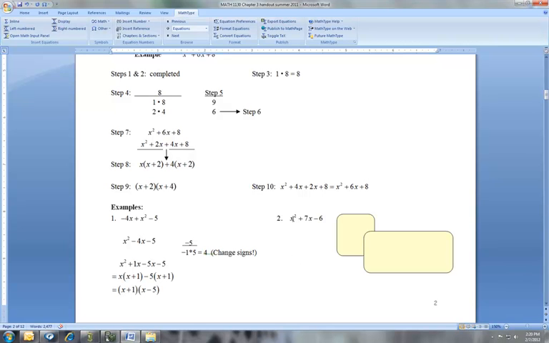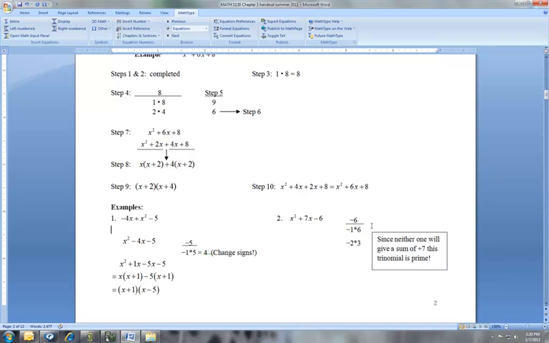So let's look at this one. I've got 1 times negative 6. 1 times negative 6 is negative 6. So I've got negative 1 times 6, negative 2 times 3. If I add these, this gives me a 5. This gives me 1. Neither one will give me a plus 7. There's nothing out there that's going to work, so this thing's prime. You can't make it work. You can't change just one sign. You either change them both or you change none.